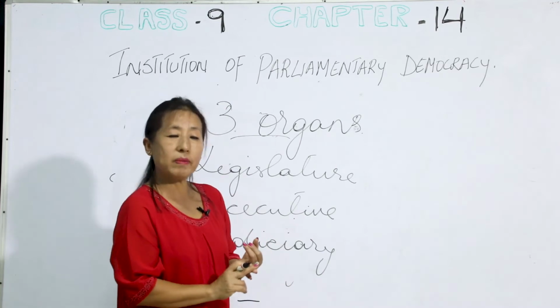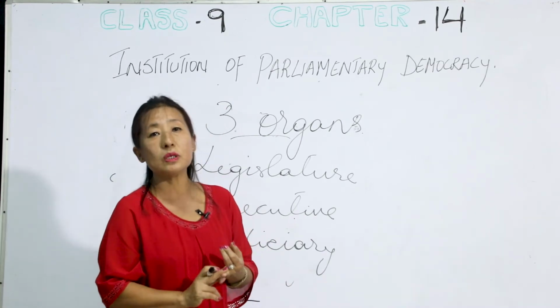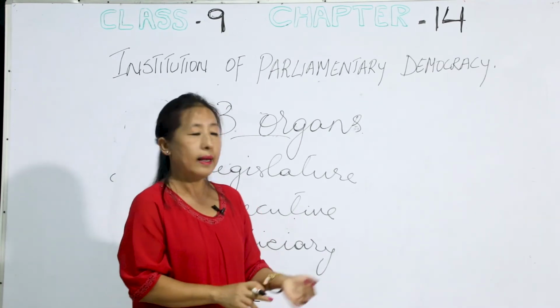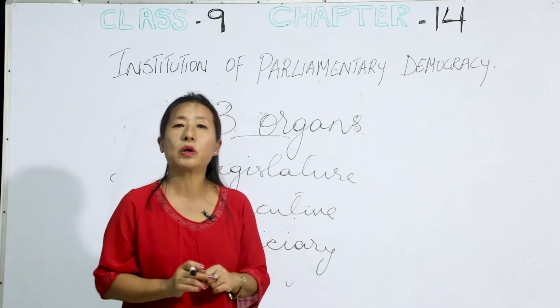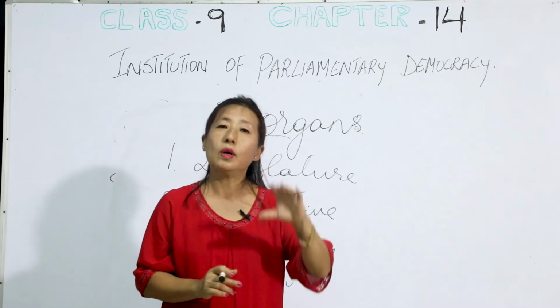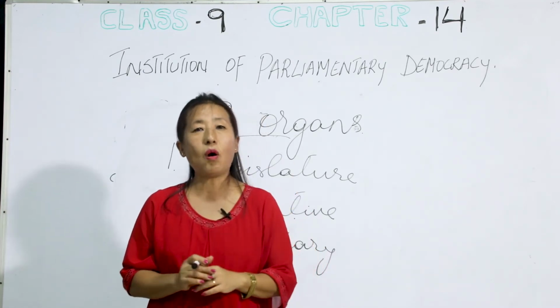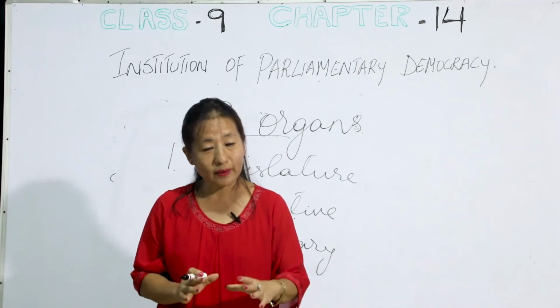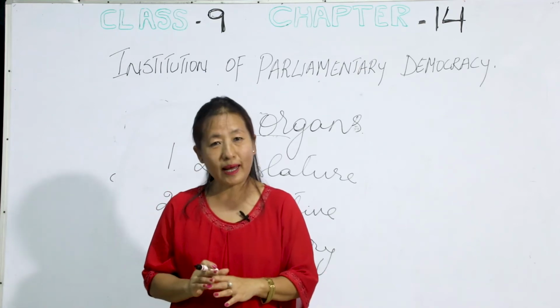Legislature means we are talking about the parliament. Executive means we are talking about the ministers, the bureaucrats, and so on. Then judiciary means we are talking about the court. So these are the three organs of the government. I hope you are clear with that.